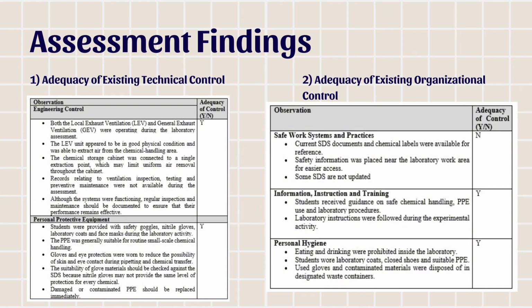For organizational controls, chemical labels and SDS documents were available. However, some SDS documents had not been updated. Therefore, the adequacy of the safety data sheet systems and practices was recorded as unknown. Information, instruction, and training were considered adequate because students received guidance on safe handling, PPE use, and laboratory procedures. Personal hygiene practices were also adequate. Eating and drinking were prohibited, proper laboratory clothing was worn, and contaminated materials were discarded in designated waste containers.